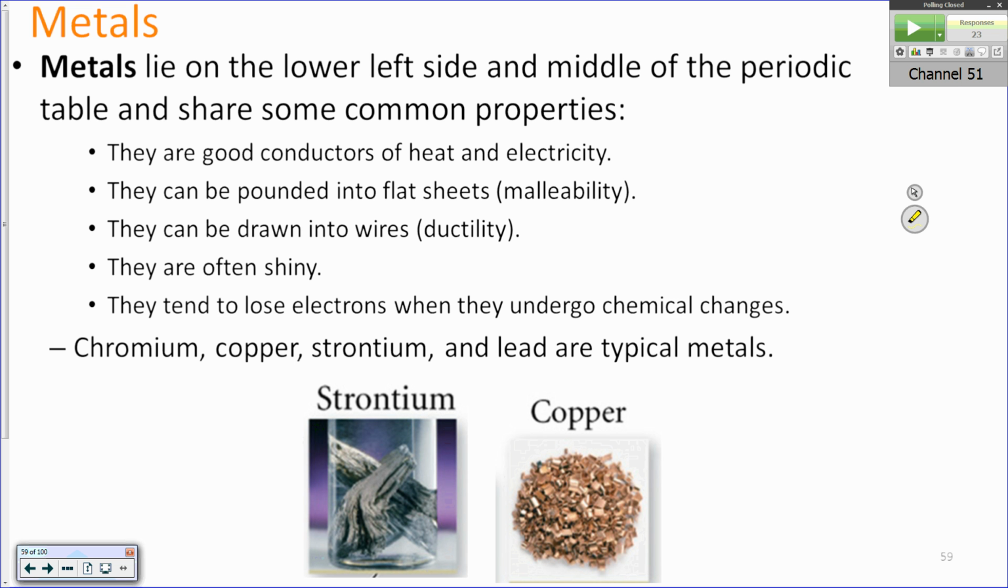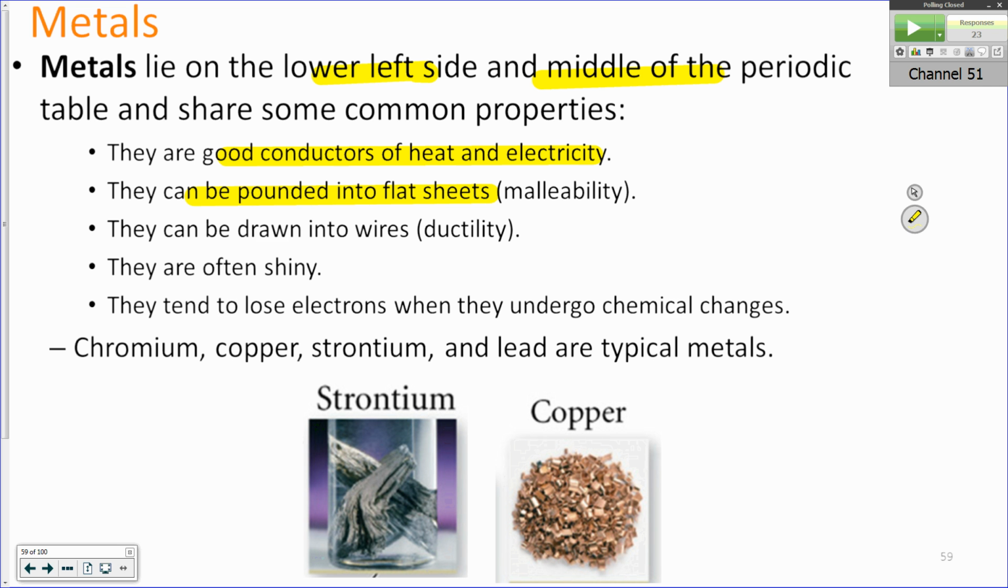Those are the things on the left side and in the middle of the periodic table. And the common properties they have is that they're good conductors of heat and electricity. They have a property called malleability, which I mentioned the other day. That means they can be pounded flat into a sheet.